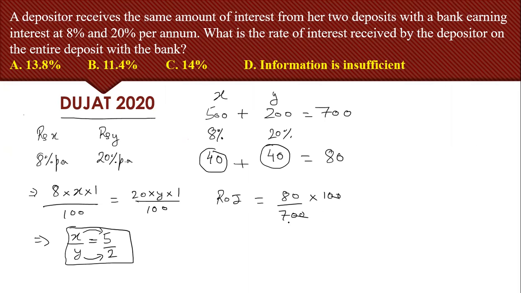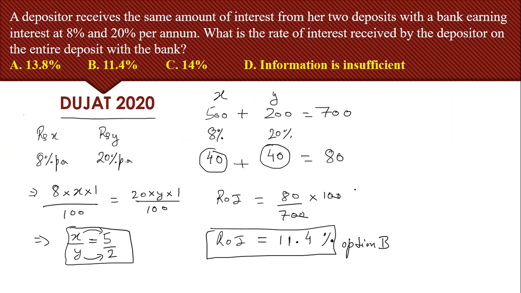Let me calculate what it will give. 7 ones is 7, and 7 ones is 7 again. One second. This will give me 11.4% as my answer, right? Which is option B.